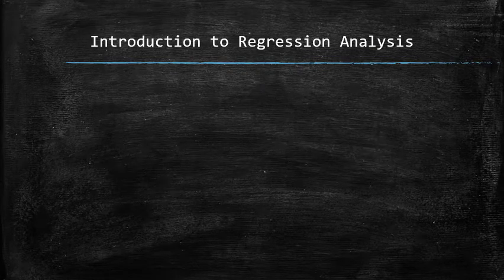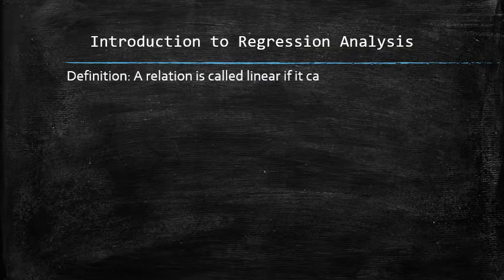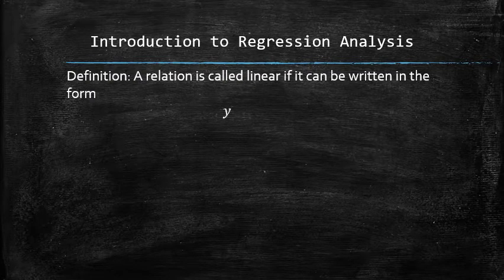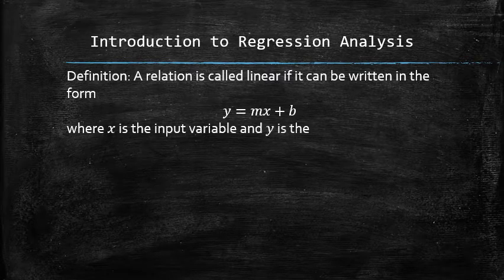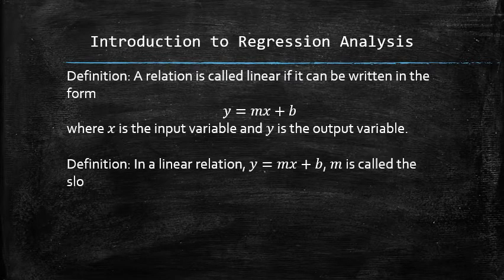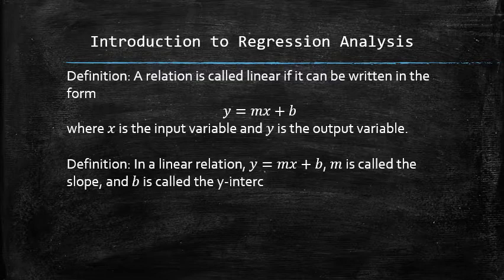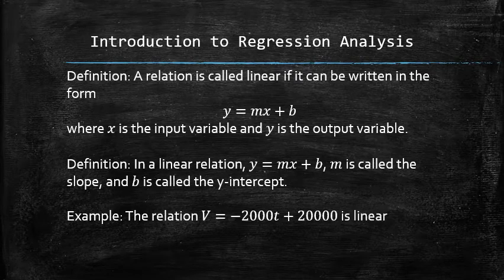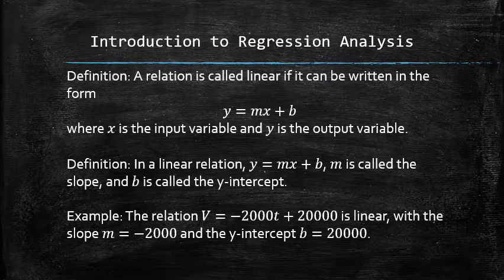We continue with more definitions. A relation is called linear if it can be written in the form y equals mx plus b, where x is the input variable and y is the output variable. In a linear relation y equals mx plus b, m is called the slope and b is called the y-intercept. For example, the relation V equals negative 2000t plus 20,000 from the previous example is linear, with the slope m equals negative 2000 and the y-intercept b equals 20,000.